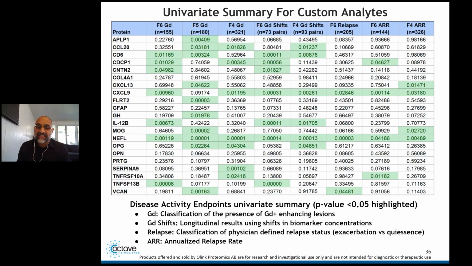Relapse refers to the classification of physician-defined relapse status. So at the time that the blood was drawn, was the patient in a state of exacerbation, relapse, or quiescence, remission? And then annualized relapse rate is another endpoint that looks at the rate of relapse per patient and annualizes that over a single year.